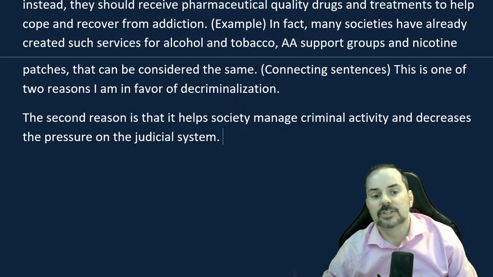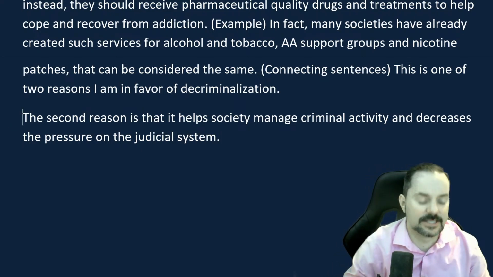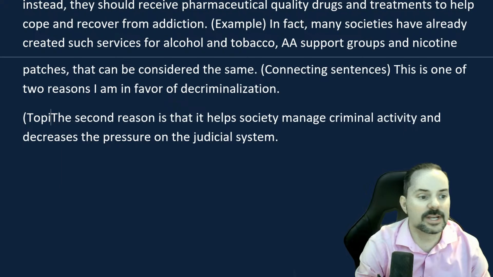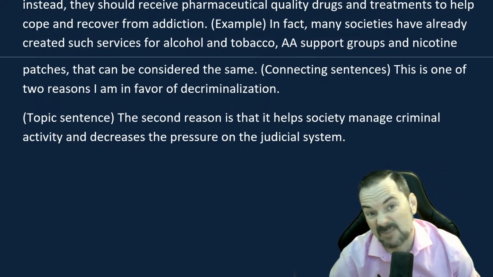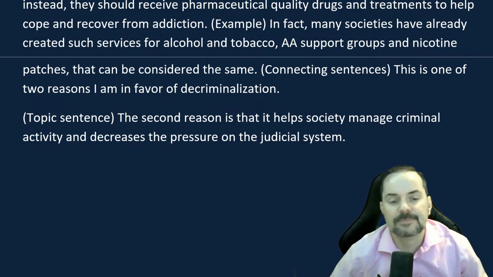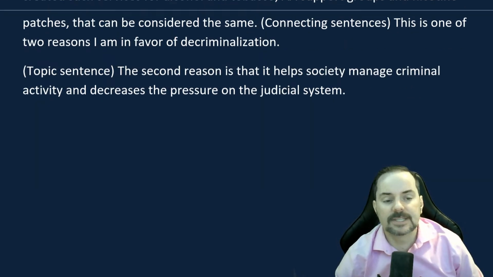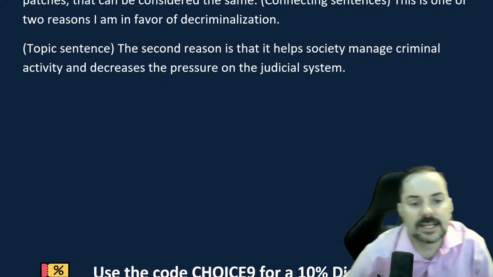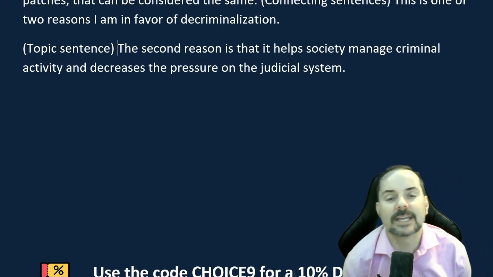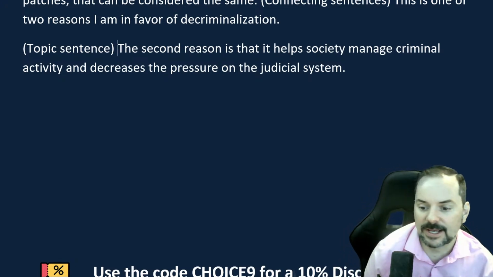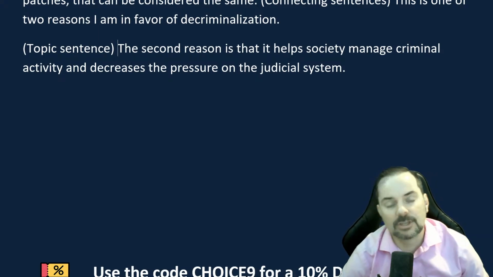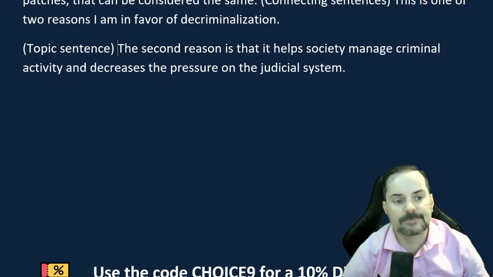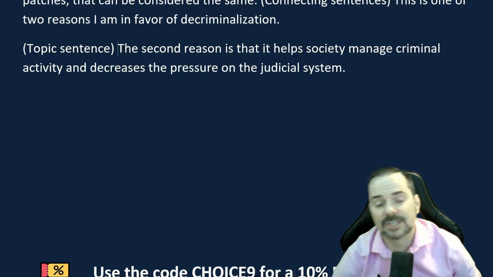Okay? So here's my second topic sentence. And I'm writing it just the same as you. I have not pre-written this essay, or I have not even really thought about it too much before writing this essay. So here's my second sentence, and this is your hint for your second body paragraph, okay? All right. So helps manage criminal activity. I think you have some ideas of why that might be, and decreases pressure on the judicial system.